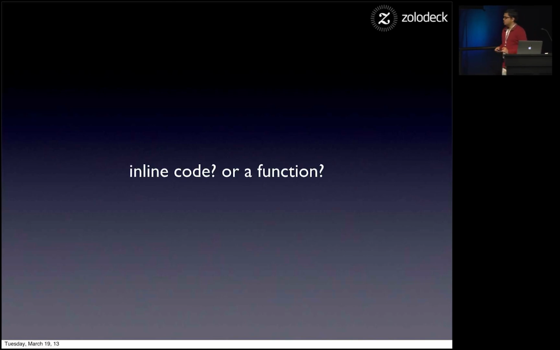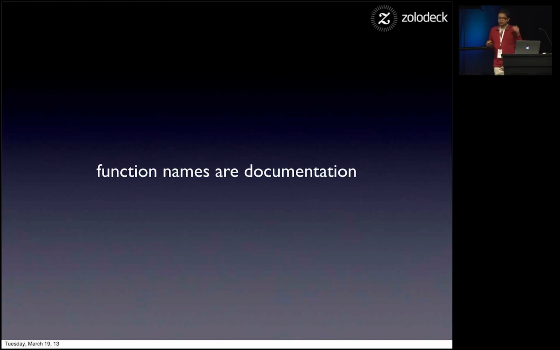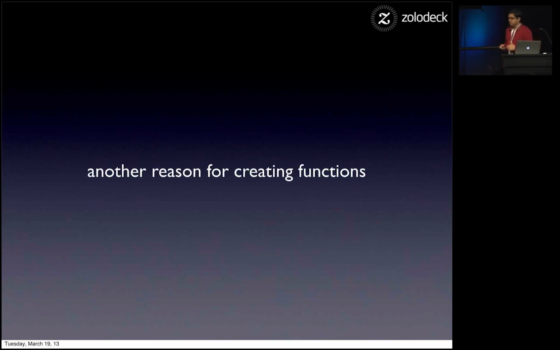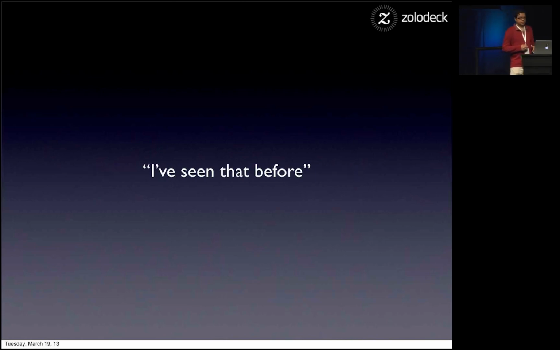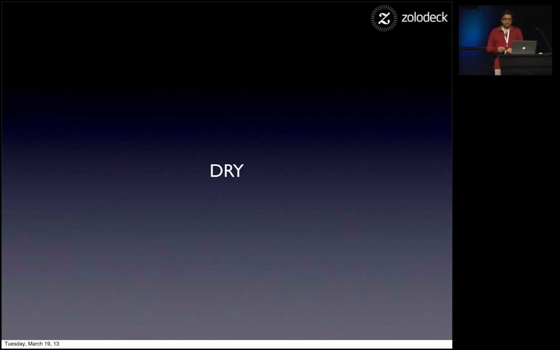A few more things, how do you decide if something's a function? Should I just inline this code or is it a function? I typically tend to err on the side of more functions, simply because function names are documentation. I don't want to have to read through what a function is doing to understand what the higher level thing is doing. I want to just read the name, and if I care, I want to read the implementation. So this helps in that way as well, right? Another reason to create functions is simply, oh, this is a thing I've seen somewhere else, and I should probably extract it. So you want your code to be DRY.